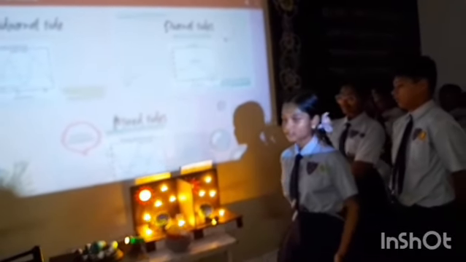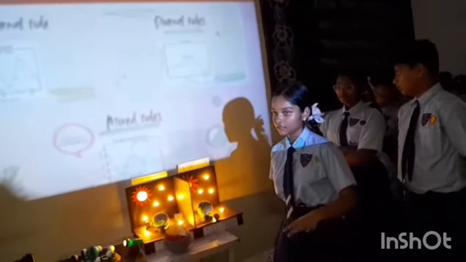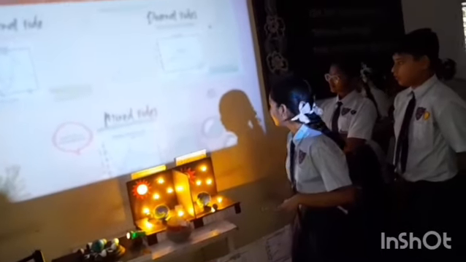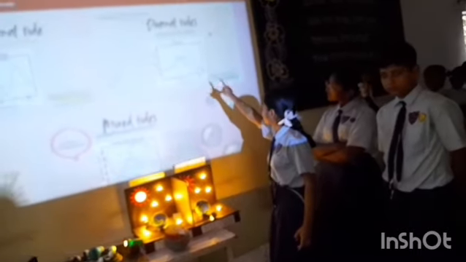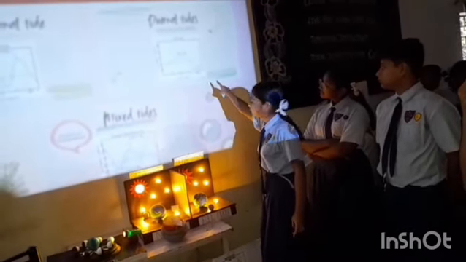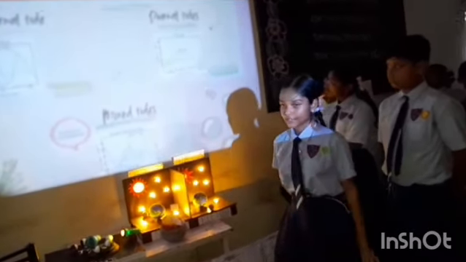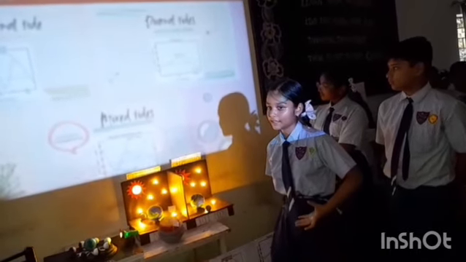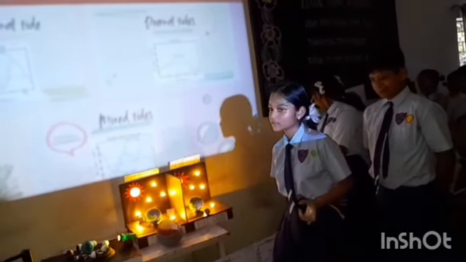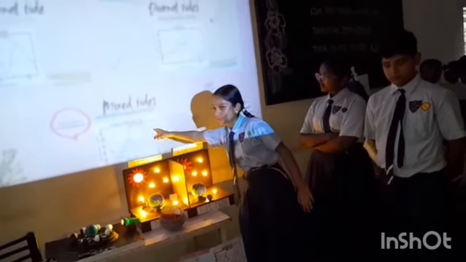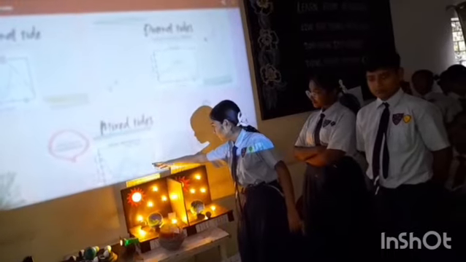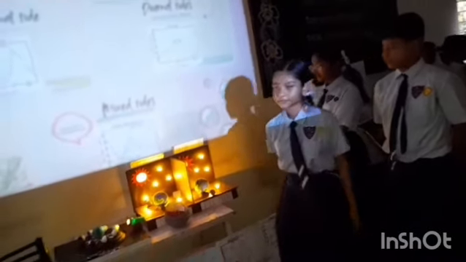Diurnal tide occurs when there is only one high tide and one low tide each day. Here the line shows the tide, and it has only one high tide and one low tide. Mixed tides also have two high tides and two low tides, but of different heights. Here there are two high tides of different heights, and two low tides of different heights.